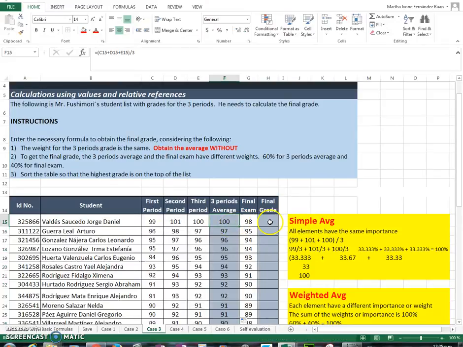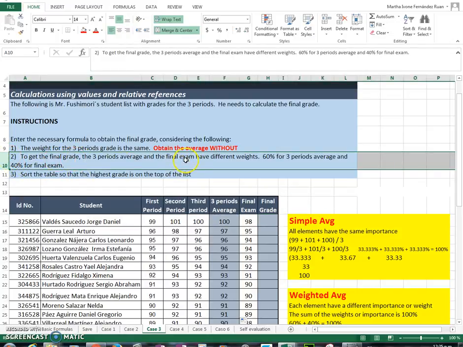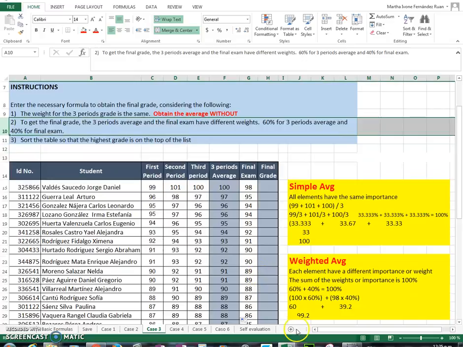Okay, now about the final grade. It's asking us to get the final grade considering that they have different importance. For example, the 3 periods average is going to have an importance of 60%, and the final exam is going to have an importance of 40%. And always the sum of the importance is going to be 100%. So it's like we need to multiply the 3 periods average times the 60% plus the final exam grade times the 40%. Then we add them and we get the weighted average.